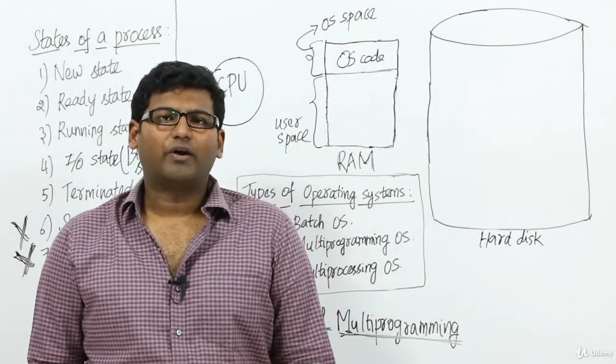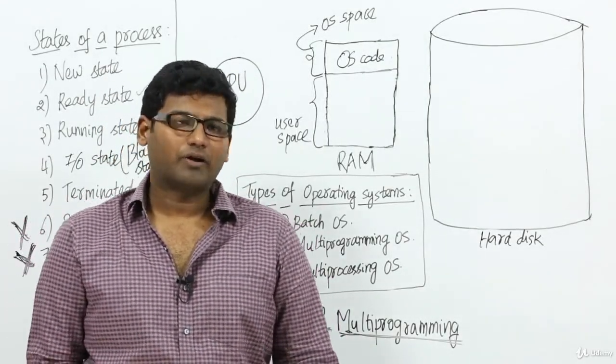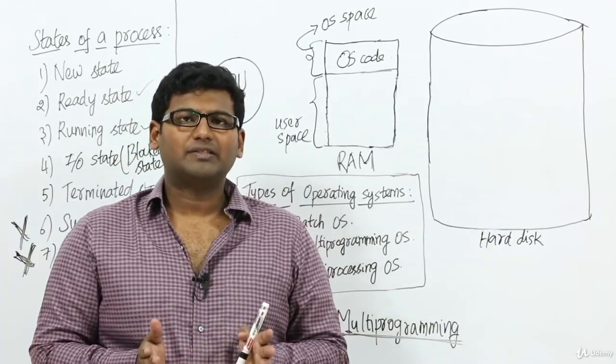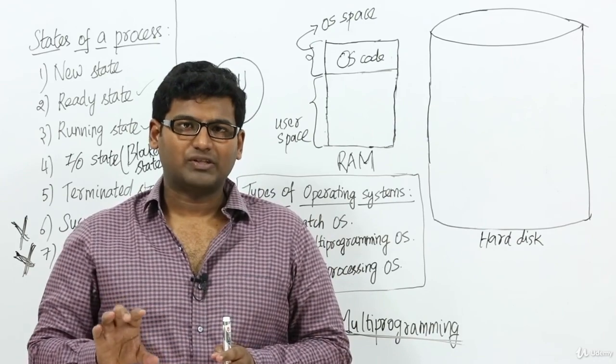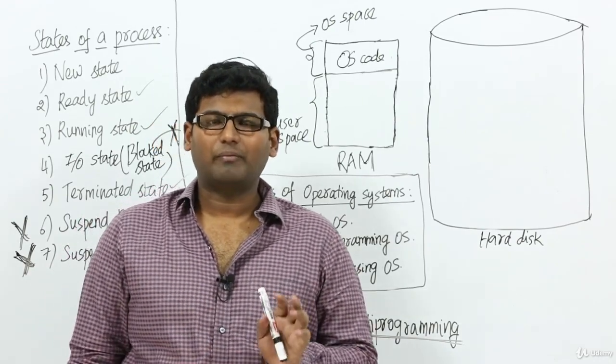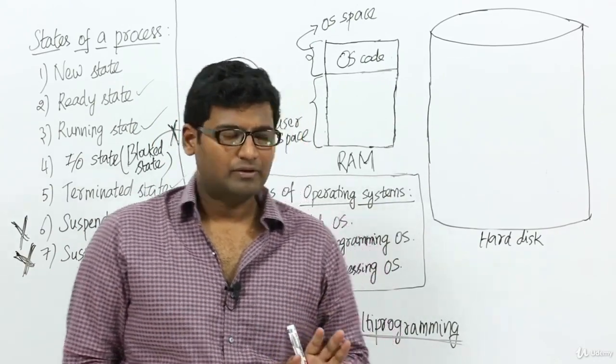Now let's see what is meant by degree of multiprogramming. Degree of multiprogramming means the maximum number of processes which can be placed in the RAM in our computer. That's what we mean by the degree of multiprogramming, right?